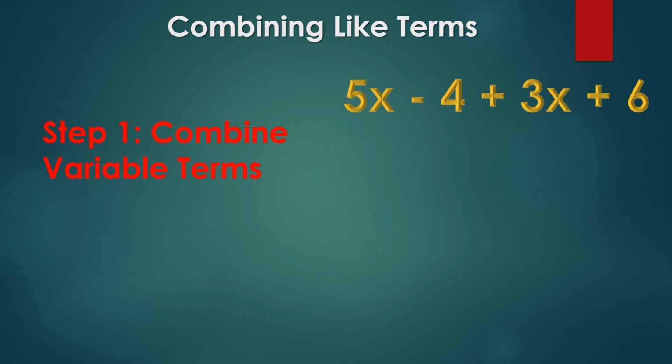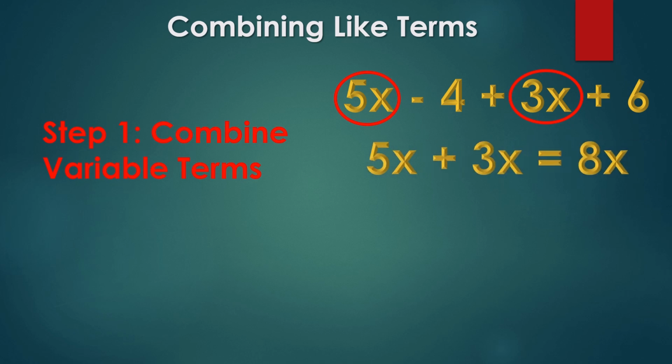So we are combining variable terms. Okay? Let's look at the things that look alike. Which ones have a variable? Well, we have a 5x and we have a 3x. Those things look alike. We can add those together. So we have 5x plus 3x, which gives us 8x.